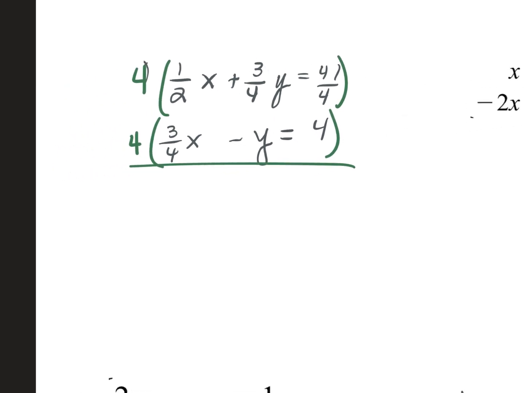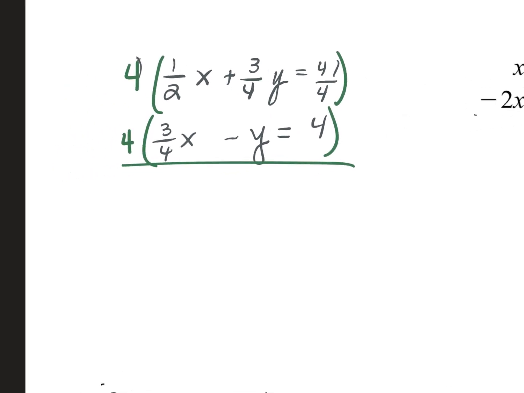So that's going to give you 4 times 1/2 x, which is 2x, 4 times 3/4 y, which is 3y, is equal to 4 times 41 over 4, which is 41. And 4 times 3/4 x is going to give us 3x. 4 times negative y is going to be negative 4y. And 4 times 4 is 16.